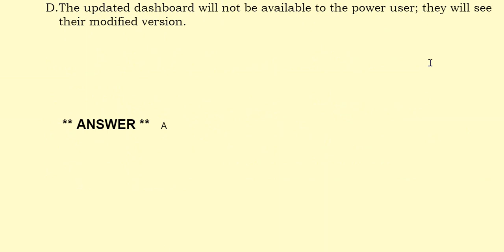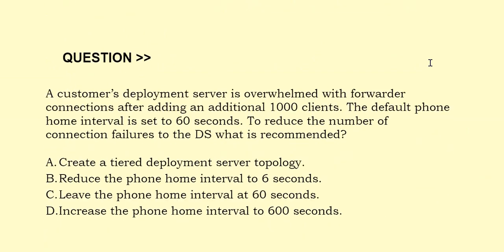The correct answer is option A. Moving towards the next question. A customer's deployment server is overwhelmed with forwarder connections after adding an additional 1000 clients.